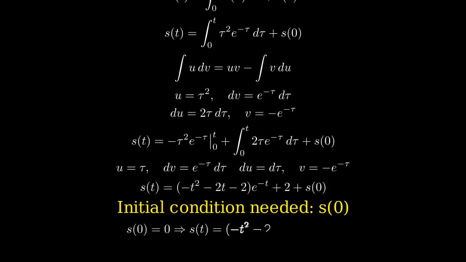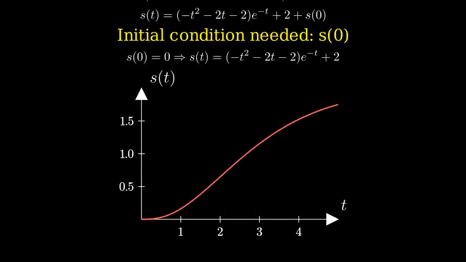For example, if we know that s of 0 equals 0, then our final position function would be s of t equals negative t squared, e to the negative t minus 2te to the negative t minus 2e to the negative t plus 2. Let's visualize what this position function looks like when s of 0 equals 0. Notice how the position increases over time, but at a decreasing rate corresponding to our velocity function that we started with.